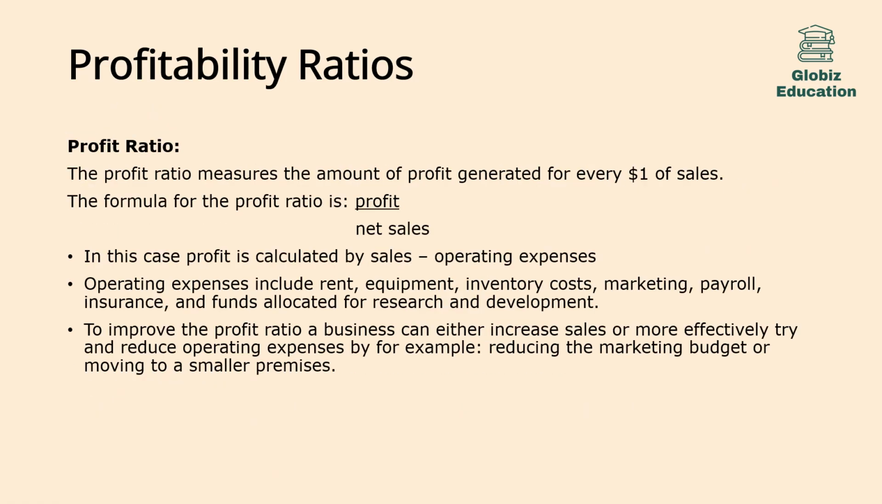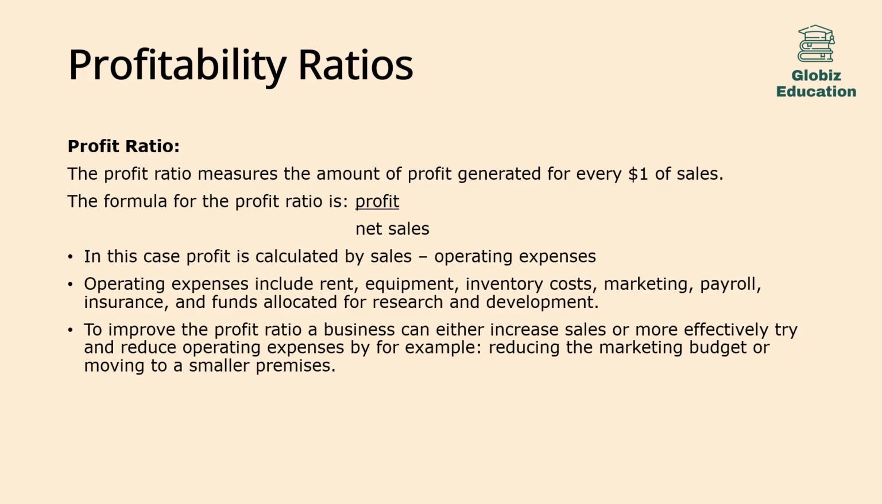The profit ratio is how much profit is generated for every $1 of sales, and in this case, we take into account all operating expenses. So this is not cost of goods sold. This is operating expenses like the rent you pay on the premises, payroll, research and development costs, insurance, and marketing costs. So the higher the profit ratio, the better, obviously.